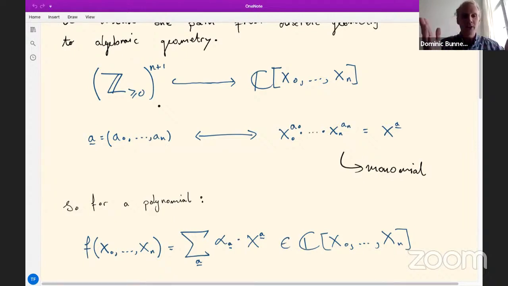I just can't get this right. This time it's non-negative, because it's greater than or equal to 0. Sorry, I always mess it up. So, a vector of non-negative integers.